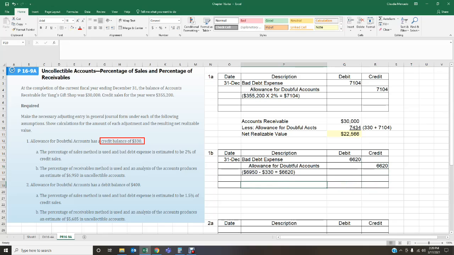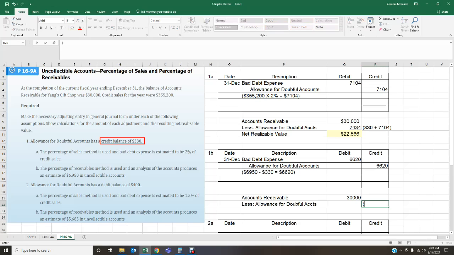Now we need to go ahead and figure out the net realizable value. I'm going to start off with my accounts receivable. Okay, we had $30,000 in our receivable. And then I'm going to have my less your allowance for doubtful accounts, and that is going to be the $66.20 that we put into the bucket.